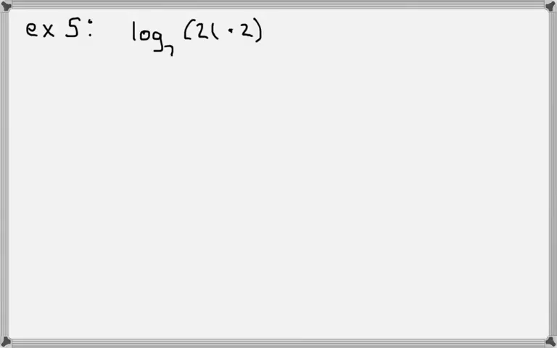Here we have log base 7 of 21 times 2, so we can expand this into log base 7 of 21 plus log base 7 of 2. So far we've had nothing but numbers. That's not always the case. Sometimes we're just going to have variables. So let's look at an example involving variables.